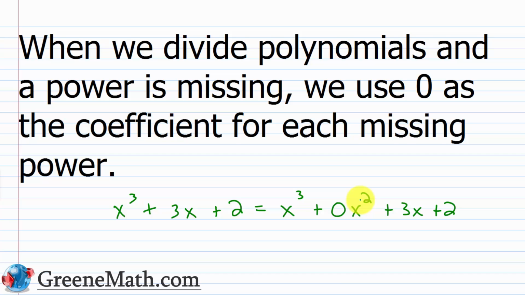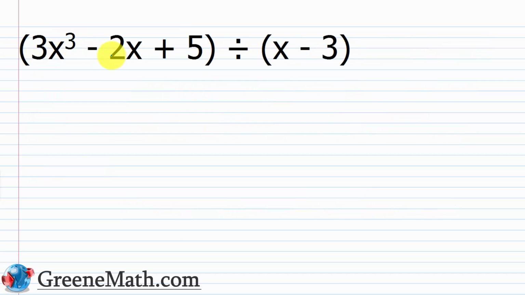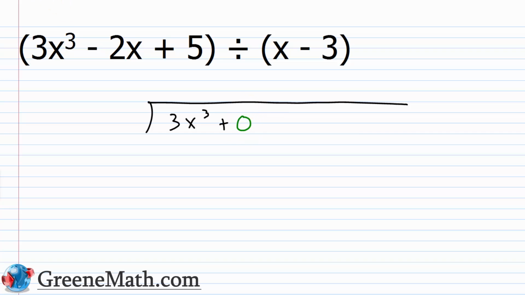So let's take a look at a problem. We're going to look at 3x cubed minus 2x plus 5 divided by x minus 3. So we set this up the normal way. Let's make a little long division symbol. We have 3x cubed. I'm missing x squared, so I'm going to put plus 0 and then x squared, and then I have minus 2x and then plus 5.